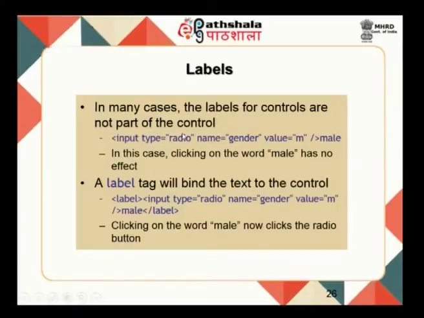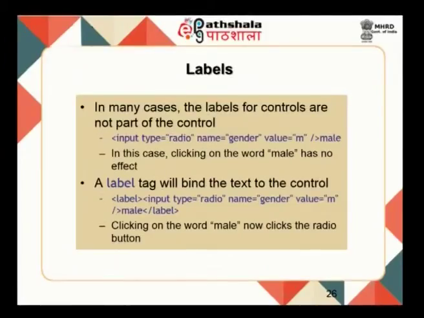So, to give control to the text that appears along with the radio button, we need to make use of labels. Labels for controls are not part of the control. So, what you have to do is embed the radio button tag within this label. Here you can see input type equal to radio, name equal to gender, and you give the radio button name as male.